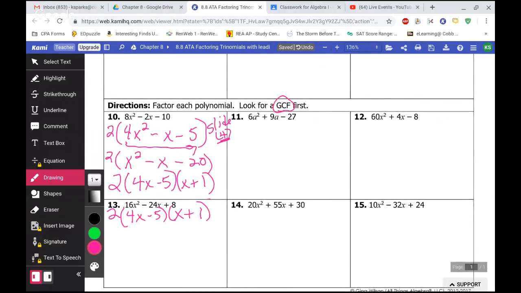Struggle's real. All right, so on number 11, the greatest common factor, 6 won't go into all of them, but 3 will go into all of them. So the greatest common factor is 3. So I'll take a 3 out of each individual term. So that's going to be 2a squared plus 3a minus 9. And now I have to slide my 2 down to the negative 9. Can't forget to bring my greatest common factor down, though. You don't want to leave that out.